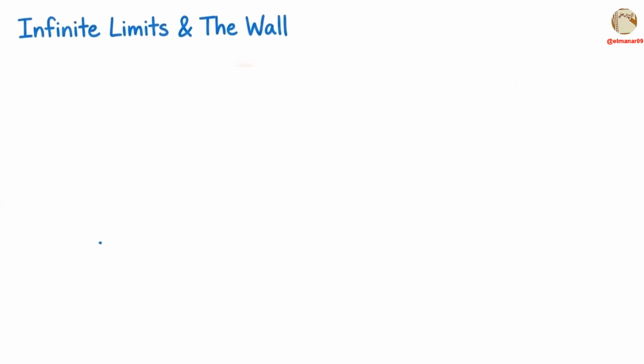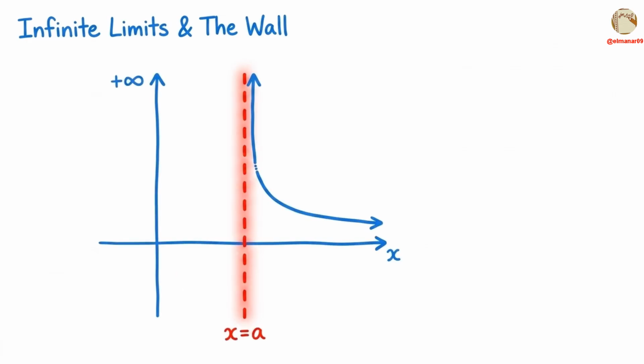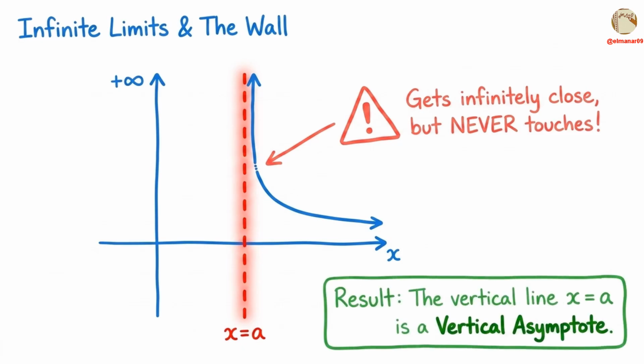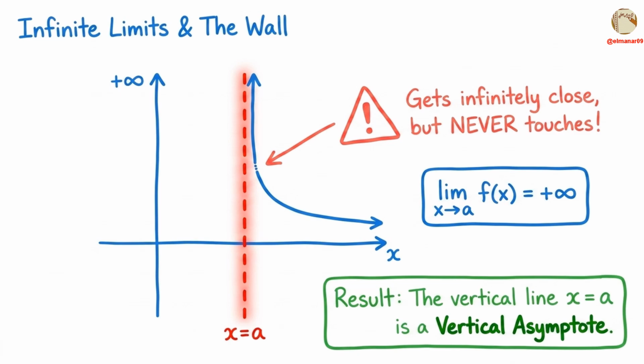Sometimes a function hits what I like to call the wall. Look at this graph. As x gets closer to the value a, the curve shoots up toward positive infinity. It gets infinitely close to that dashed red line, but it never ever touches it. We call this vertical line x equals a a vertical asymptote. In limit notation, we write that the limit of f of x as x approaches a is plus infinity. It's a way of saying the function grows without any bound whatsoever as it nears that specific x value. It's like a rocket that never stops accelerating.